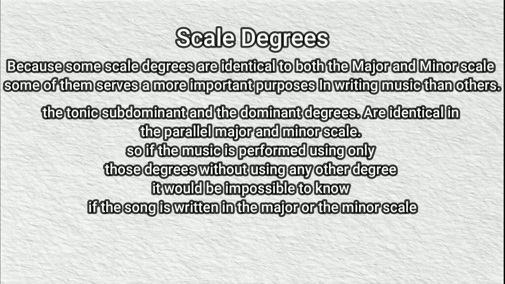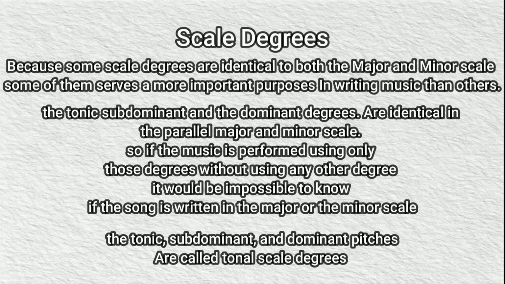For example, the tonic, the subdominant, and the dominant degrees are identical in the parallel major and minor scale. So if the music is performed using only those degrees without any other degree, it would be impossible to know if the song is written in the major or minor scale. For this reason, the tonic, subdominant, and dominant pitches have often been identified as being tonal scale degrees.